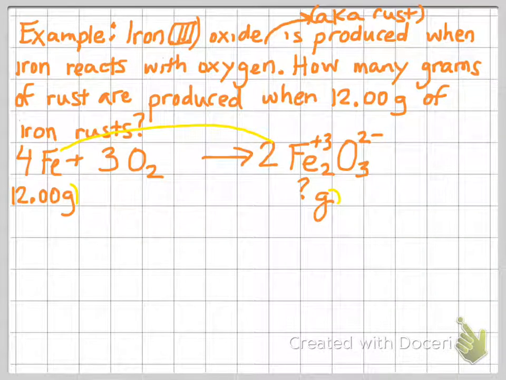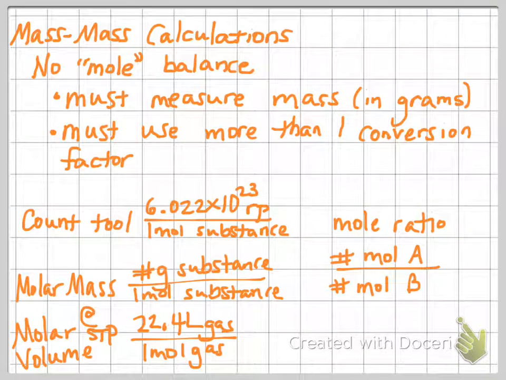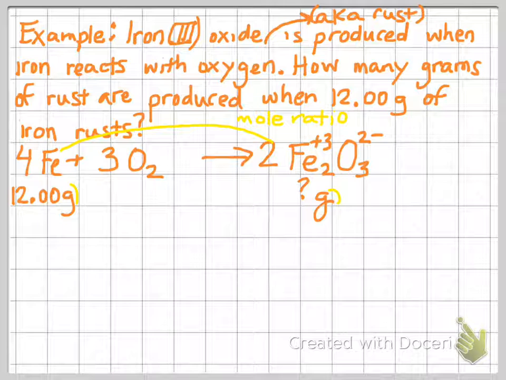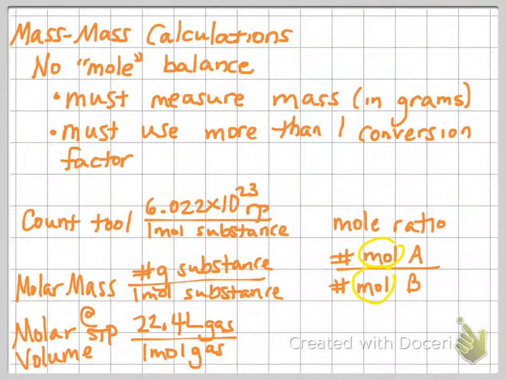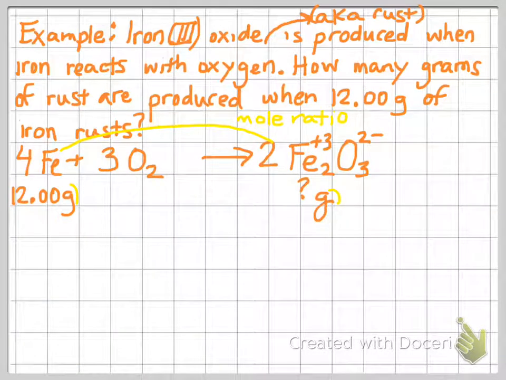So what's my only way to change from one substance to another? I know I'm going to have to use a mole ratio. Remember, what are my only units on a mole ratio? Moles and moles. So that should kind of give you a clue. Somehow I'm going to have to change grams to moles, right? And my only tool that has that is molar mass. So I'm going to have to use a couple of these tools to solve this problem.